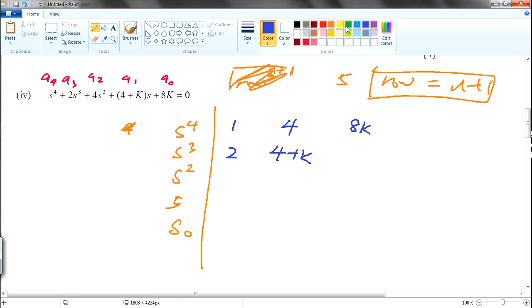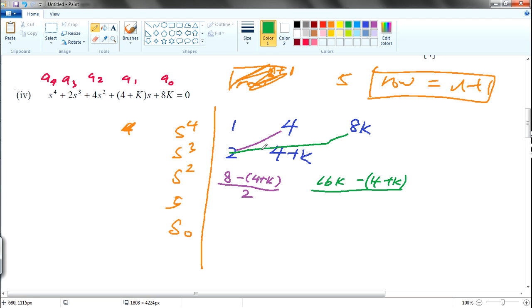Alright, so let's start off with the Routh array. You have 2 times 4, which is 8, minus 1 times 4 plus K, divided all by 2. And as for the other one, 2 times 8K, so we have 16K, and then minus 1 times 4 plus K, divided all by 2.